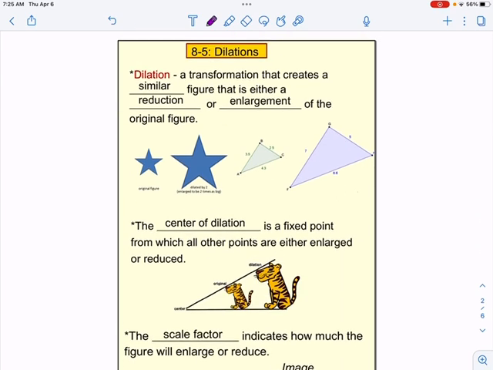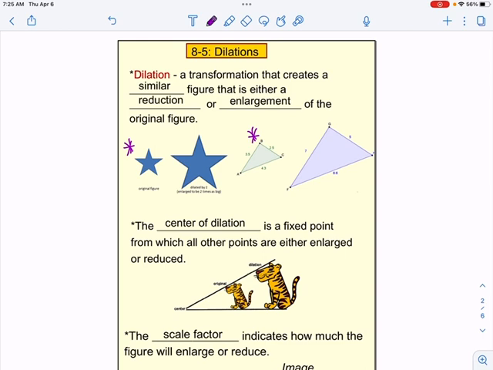So 8.5, dilations. A dilation is a transformation that causes a similar figure that is either a reduction or an enlargement of the original figure. In class, this is the one where I usually say that you're taking a picture to CVS to get it blown up. In the two pictures I've marked with asterisks, the star is getting enlarged, and the triangle is going from a smaller triangle to a larger triangle.